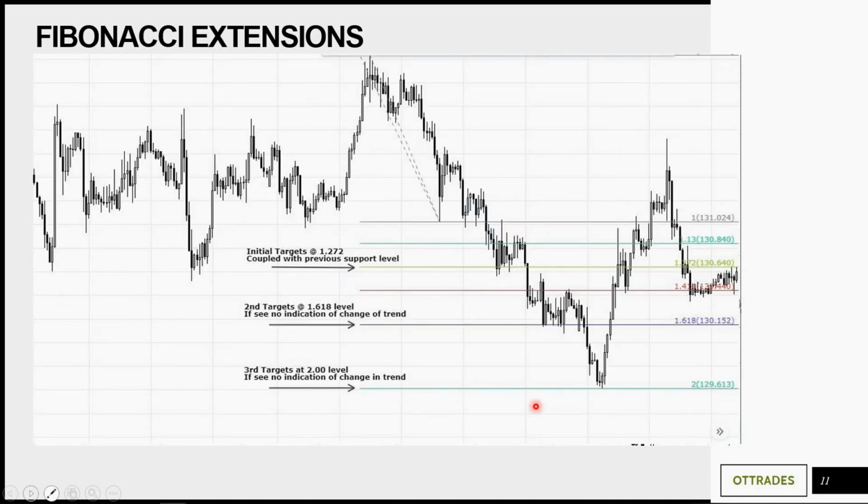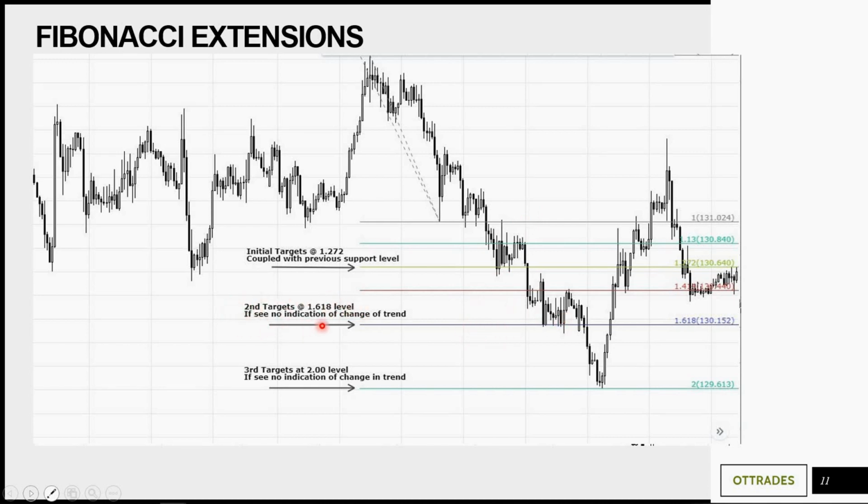Again, same example, so we would have entered short up here, but in this case, obviously we've got initial targets that we've set at the 1272 because it correlates with support. Now, just as an example, I'm not advocating this as an actual trading idea. We've entered short, we've got first targets hit here at the support level. If we don't see any signs of a reversal, we could just leave the trade running, move our stops along with it, and have second targets down at the 1618 level.